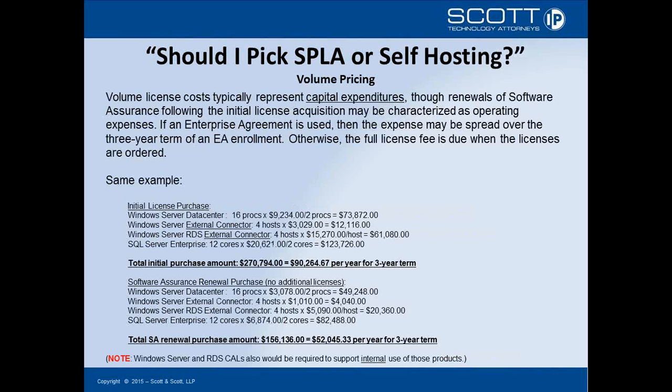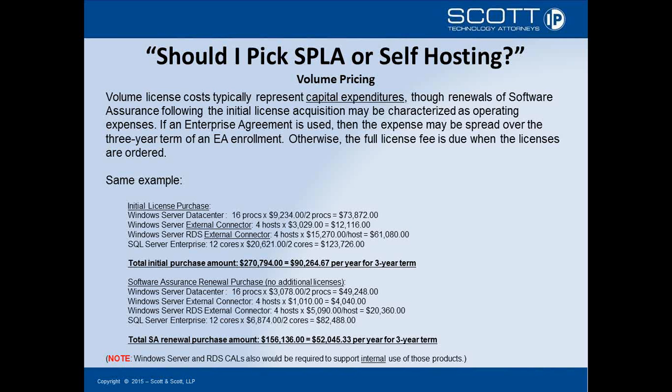So comparing that to the self-host model. First thing to keep in mind, again, the volume licensing costs for the perpetual licenses that you buy are going to be capital expenditures, whereas the renewal of software assurance following the initial term would usually be characterized as an operating expense. So in the example below, I've used the same assumptions regarding the nature of the environment and the products that are being used, and I have added in the perpetual license fees, which as you can see are considerably greater than SPLA monthly fees, as well as for certain products like Windows Server under SPLA.